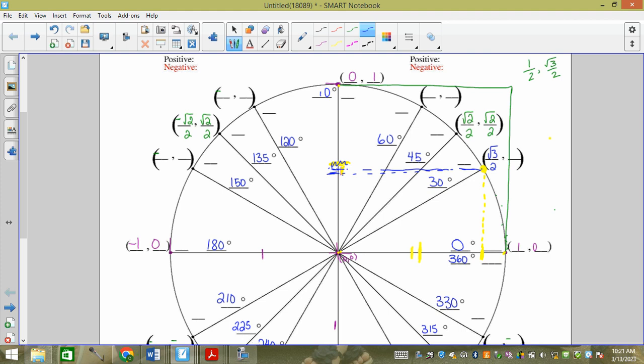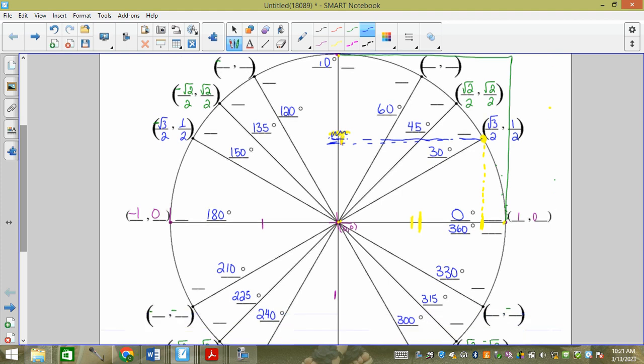True statement? Do I need to memorize it or just understand that that's a 1 by 1 block? It's a 1 by 1 block. So the 30s are root 3 over 2, 1 over 2. I already have all the signs. I just fill them all in.